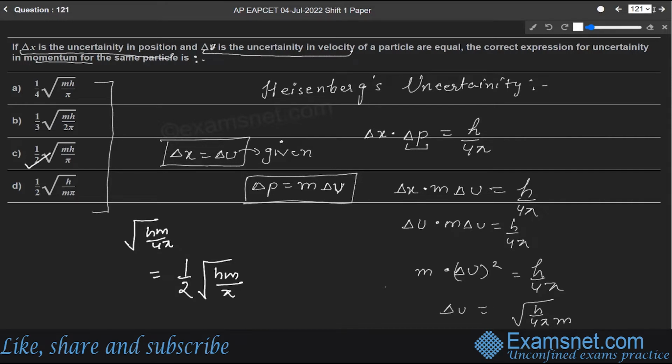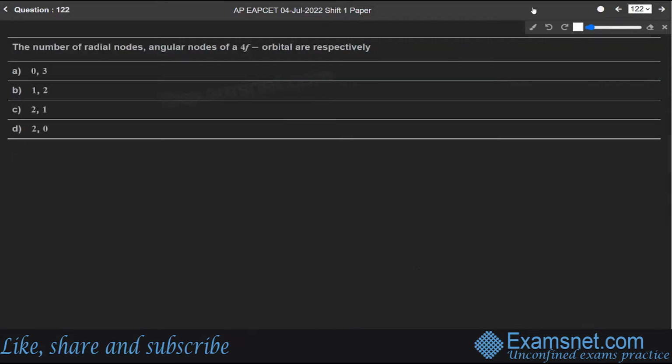So now we are discussing question number 122. Again, the question is from atomic structure. You can see atomic structure is a highly weighted topic, whether you talk about chemistry or physics, because atomic structure is used in modern physics itself, right? And even in chemistry, it is chapter number 2 of the NCERT. The question states: the number of radial nodes and angular nodes of the 4f orbital are respectively.